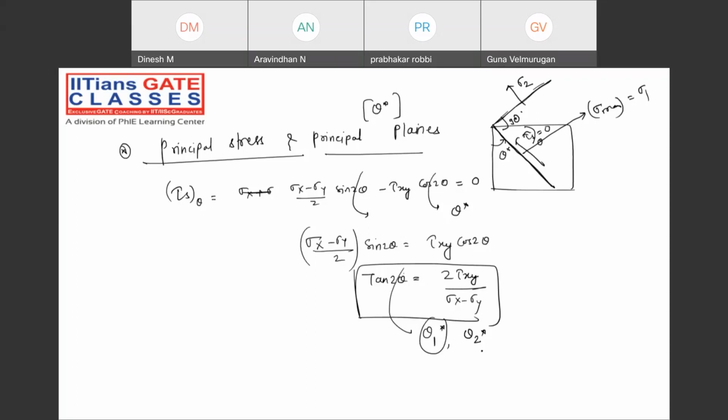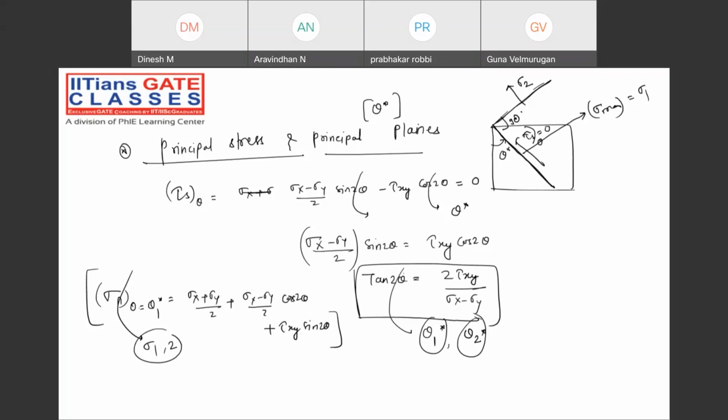This theta 1 star and theta 2 star, you put into the formula I told you: sigma x plus sigma y by 2 plus sigma x minus sigma y by 2 cos 2 theta plus tau xy sine 2 theta. In this formula, put theta as theta 1 star, and then put theta as theta 2 star. You will calculate sigma 1 and sigma 2 comfortably. That is the procedure, one way of calculating the principal stress and strain. I will be telling you the second formula also. First of all, note down these things, then we will discuss.